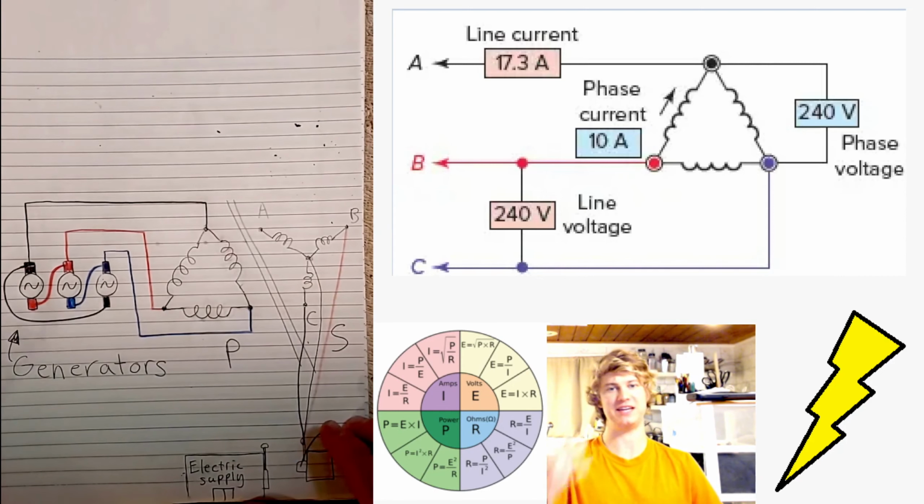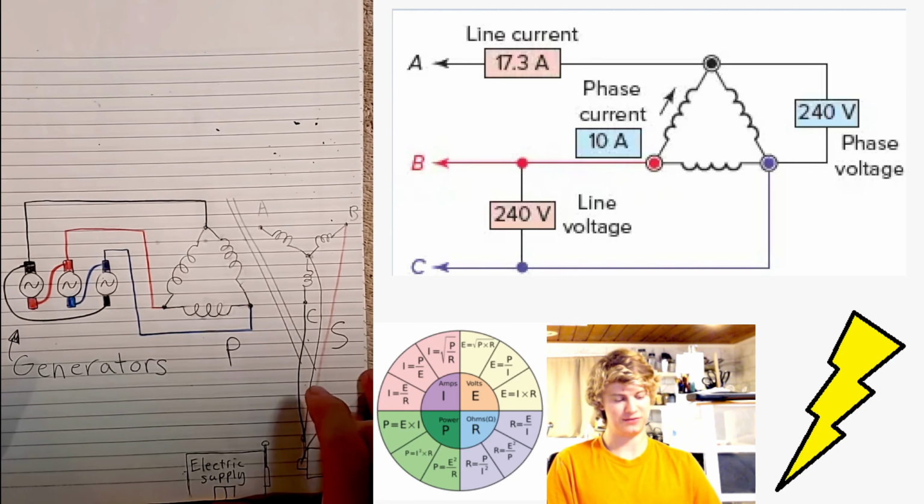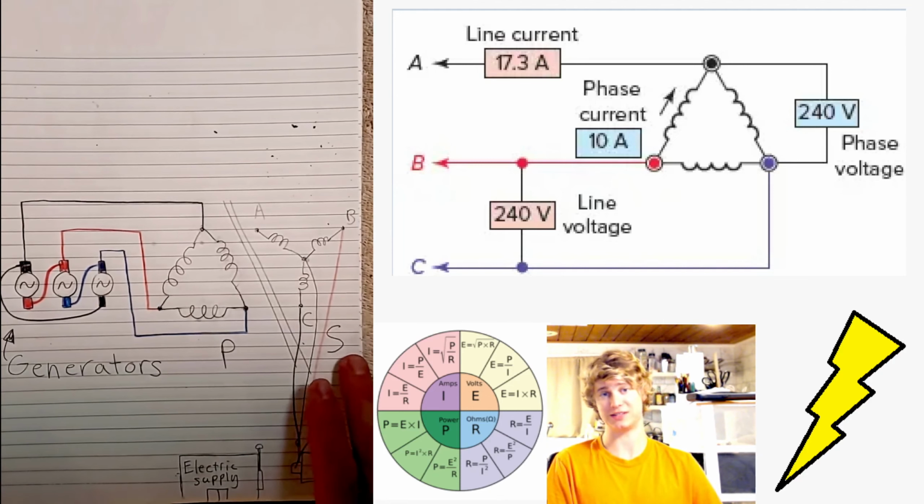So in this case, if we have any of the phases to neutral, in this case we'll have B to neutral or C to neutral, we're going to have 120 volts. This is known as single phase low voltage. While if you combine phases B and C, you're going to have what is known as single phase high voltage.